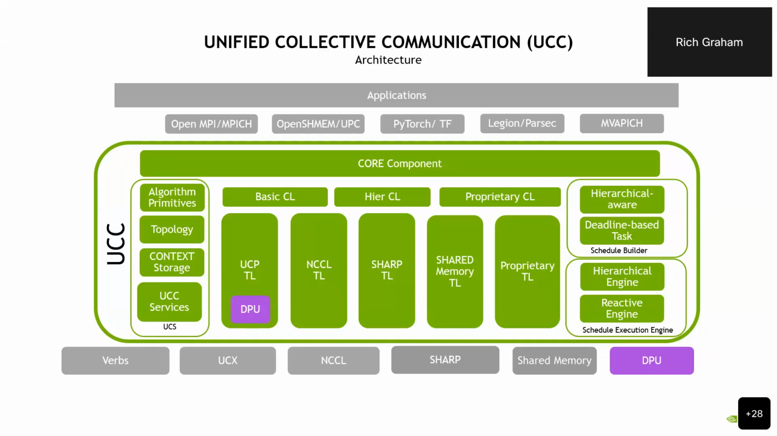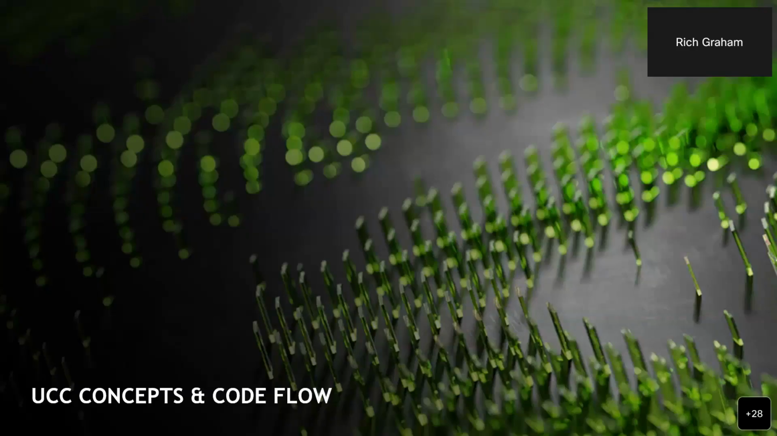And so also the two boxes in purple here indicate places where we've made changes in UCC to be able to support the collective offload to the library, both in the UCP TL as well as in the lower level driver. So we've actually added a new driver support.